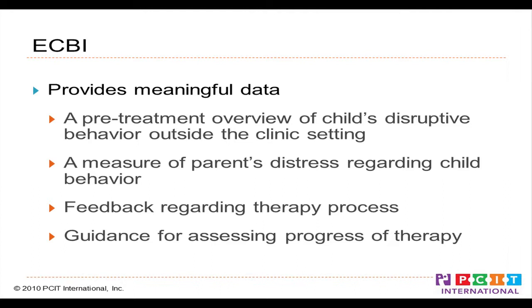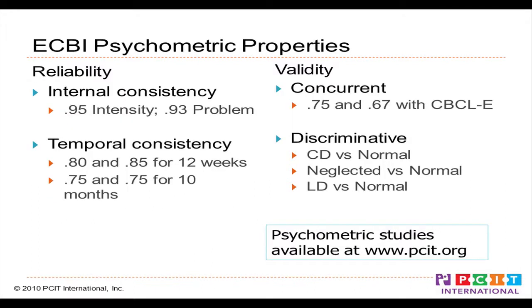It's a measure of parents' distress, that problem scale, yes or no, if these behaviors are a problem. How clinically distressed are these families? It gives you feedback about how therapy is going, if there's actual treatment progress, because you expect to see scores decreasing. And it helps you then make decisions. So if you target teasing in one session, the next week, once you implement that, was there a change? You would expect to. And if there's not, then that lets you know, okay, we have to figure out what was going wrong, what got in the way, were you able to practice, how can we refine how you were doing this technique? So strong psychometric properties, which you can read more about at PCIT.org.